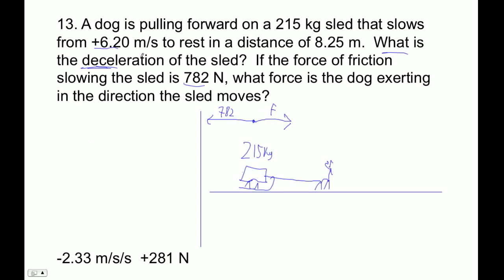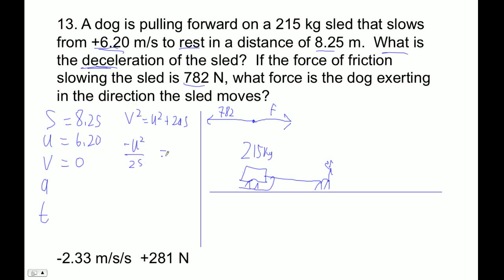Okay, so let's first calculate the deceleration. We've got the initial velocity, final velocity, displacement, right? So let's do that. SUVAT. Okay, so the initial velocity is 6.2. Final velocity is 0. Displacement is 8.25. Right, and then I would use v squared is u squared plus 2as. Right, final velocity is 0, so we have negative u squared over 2s is a.